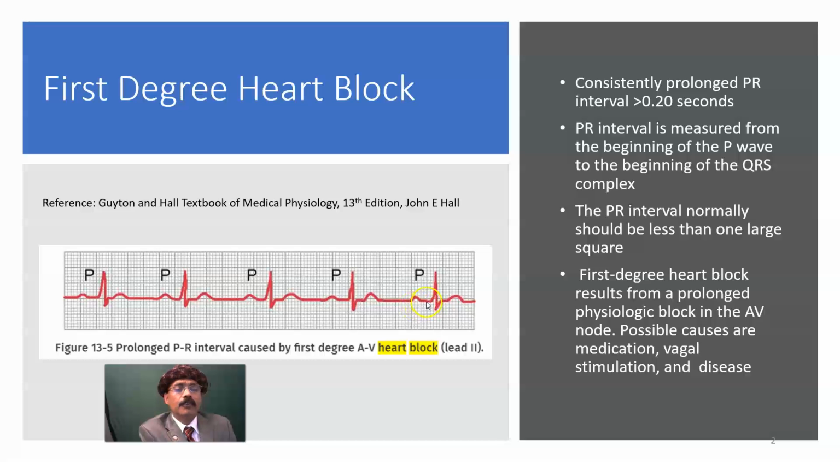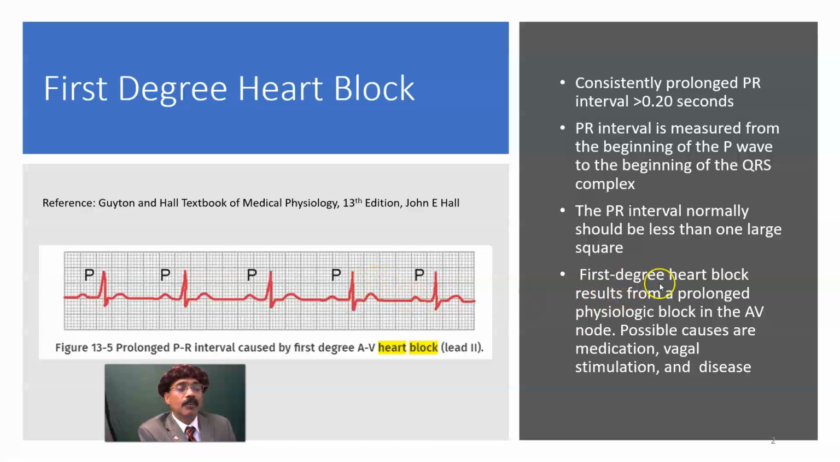So this is the condition called first degree heart block. A consistently prolonged PR interval greater than 0.20 second. PR interval is measured from the beginning of the P wave to the beginning of the QRS complex. Our textbook of Guyton physiology also tells it may be more appropriate to call it PQ interval. The PR interval normally should be less than 1 large square. 1 large square means this.